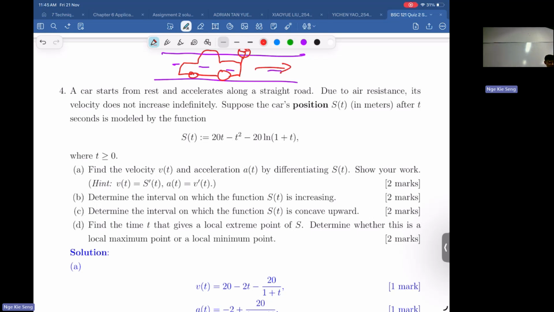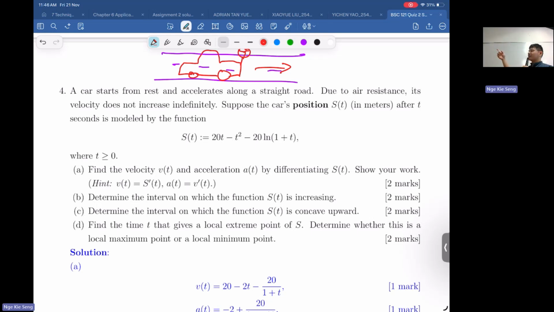Due to the air resistance, its velocity does not increase indefinitely. It just says that you cannot increase forever. Suppose the car's position s(t) in meters after t seconds is modeled by the following function. Meaning I give you a t, and this s(t) will give me a position. So find the velocity and acceleration. This is very easy: you just differentiate once, then differentiate twice.